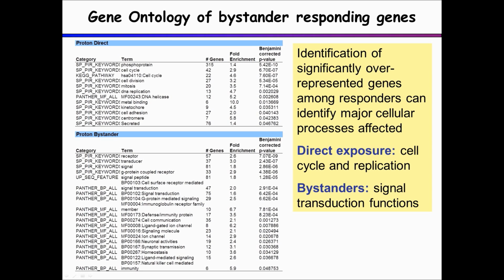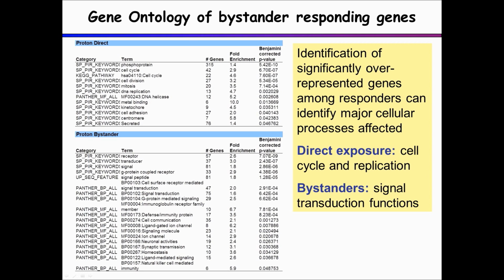Cutting to the chase, this is our bystander gene list, and we're comparing it with direct exposure, which was done in a separate experiment, just irradiating the whole tissue with protons. When we expose the whole tissue, we see predominantly functions that are involved with cell cycle and replication, which sort of makes sense. You irradiate things. That's certainly one of the chief things that you expect to happen.